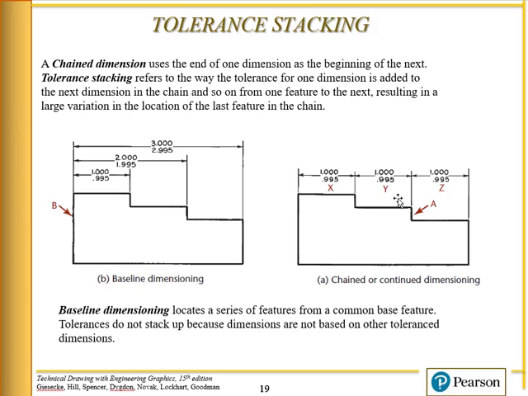Now, if you use chain dimensioning, that's another way to do it. It uses the end of one dimension as the beginning of the next. Okay, you can have tolerance stacking here because of these chain dimensions, and in some cases it's better to do baseline dimensions. I can't really say which one's the best because really all tolerances need to be calculated based on the fit and function of the part. But yeah, these are two common ways of doing things. You have a chain dimension here, or you have a baseline dimension set up here.